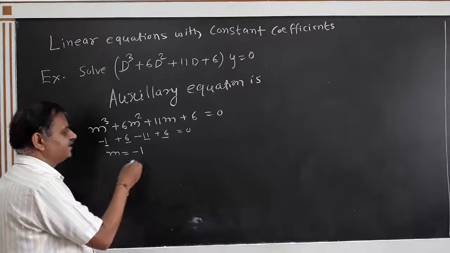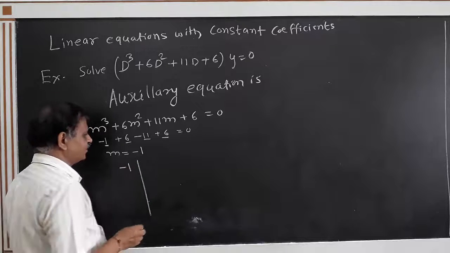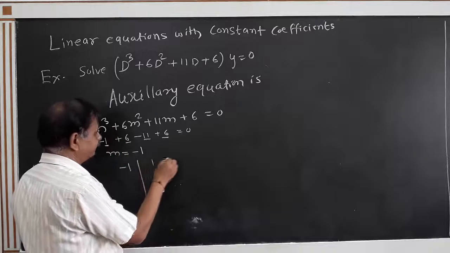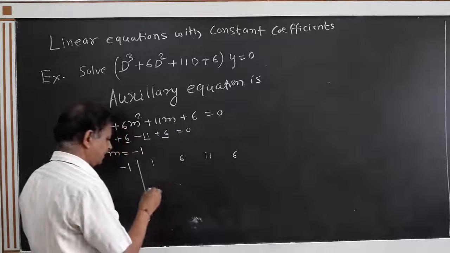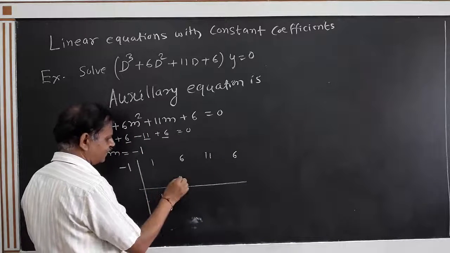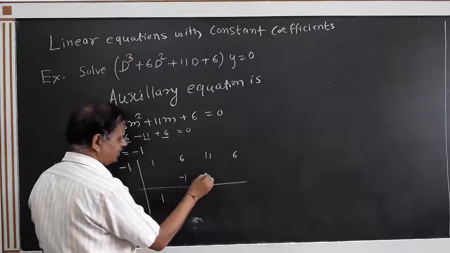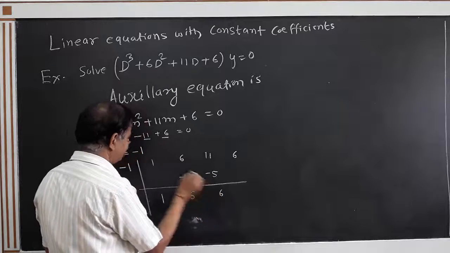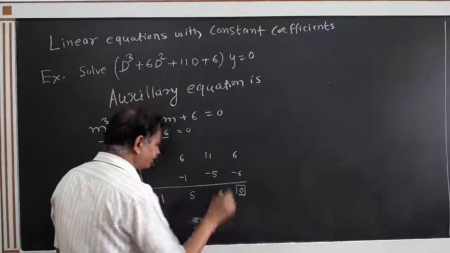Now we shall use synthetic division. We shall divide this polynomial synthetically by m equal to minus 1, or m plus 1 equal to 0. Coefficients are 1, 6, 11 and 6. I shall carry 1 forward as it is. 1 into minus 1 is minus 1, minus 1 and 6 is 5. 5 into minus 1 is minus 5. 11 and minus 5 is 6. 6 into minus 1 is minus 6. And 6 minus 6 equal to 0.